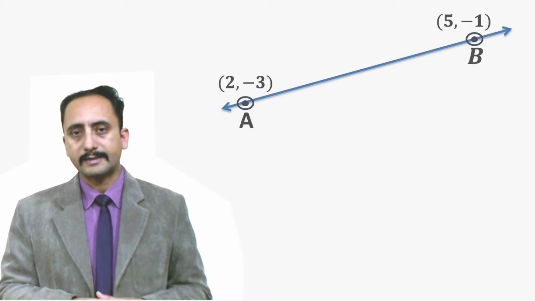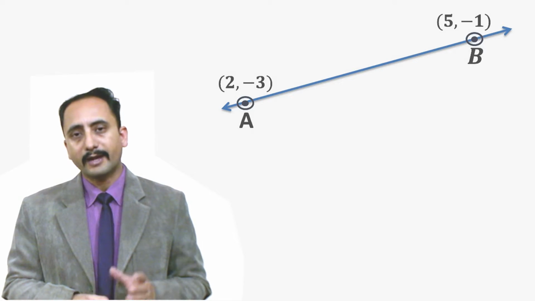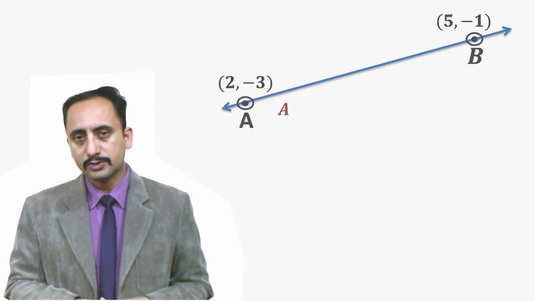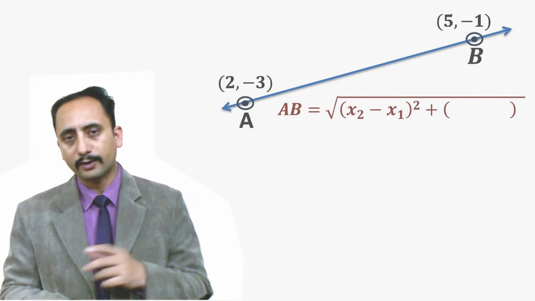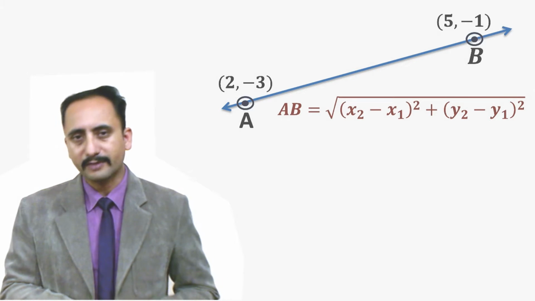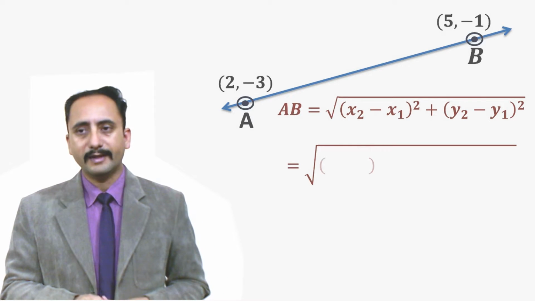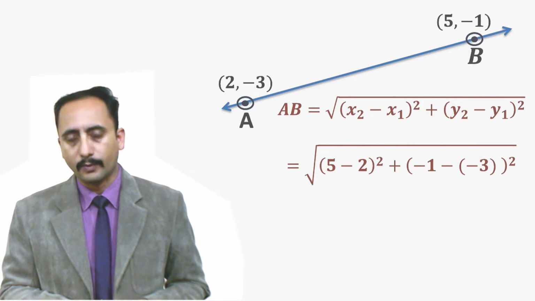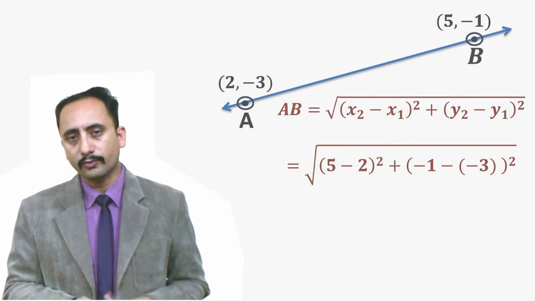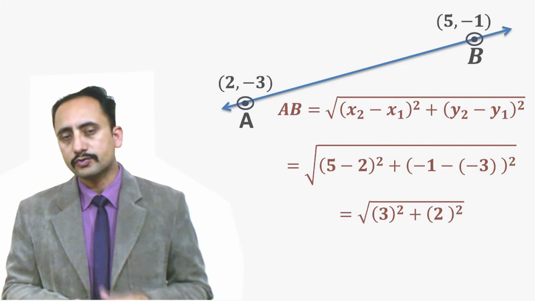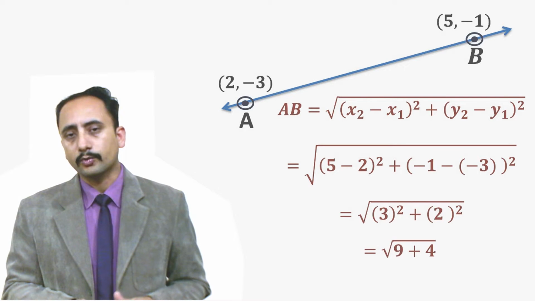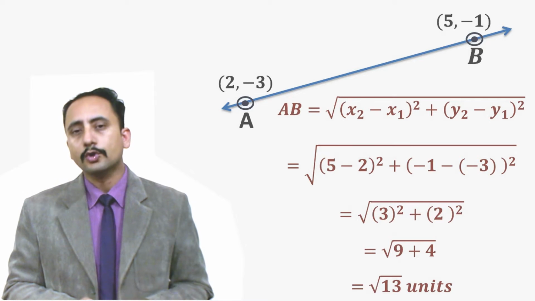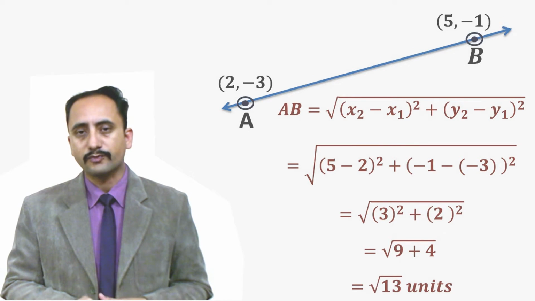The coordinates of given points are 2, minus 3 and 5, minus 1. We know the distance formula. AB is equals to square root of (x2 minus x1) square plus (y2 minus y1) square. Let's quickly substitute the values, and we will get (5 minus 2) square plus (minus 1 minus of minus 3) square. And we will get square root of 3 square plus 2 square, which is nothing but square root 13 units.